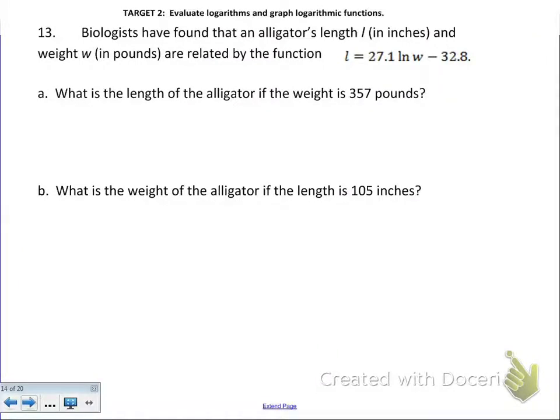Okay, next one. Biologists have found that an alligator's length L in inches and weight W in pounds are related by the function L equals 27.1 times the natural log of W minus 32.8. So A, what is the length of the alligator if the weight is 357 pounds? B, what is the weight of the alligator if the length is 105 inches? Okay, give this one a try. Come back for the explanation.